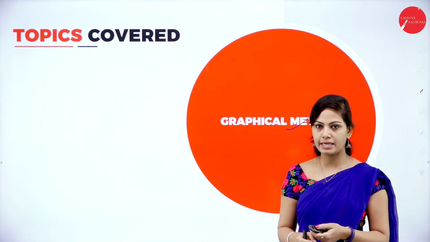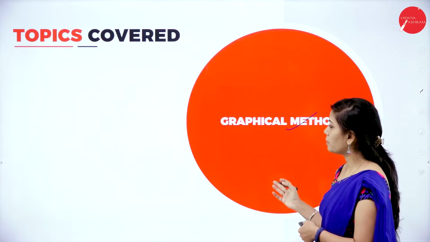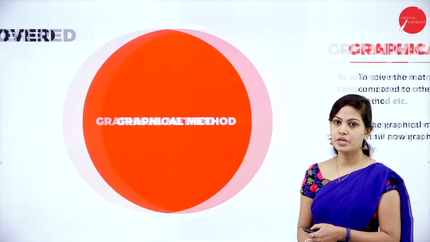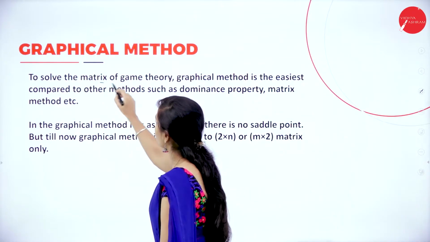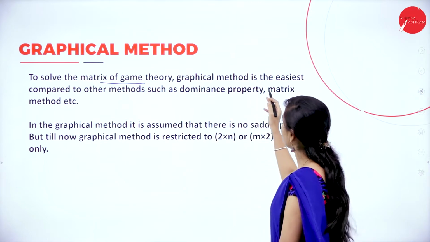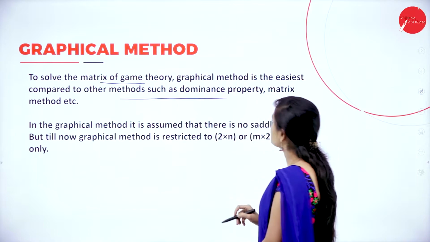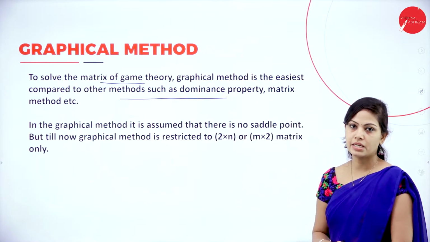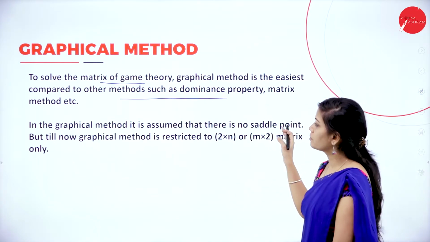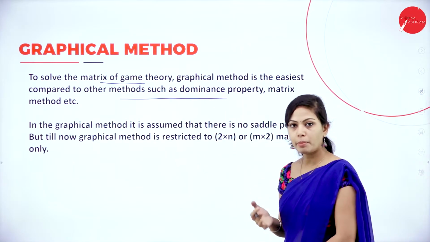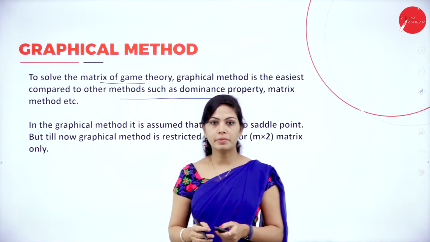If it is mixed strategy, if it is not solved by formula, we have to apply the graphical method. So, what is this graphical method in game theory? To solve the matrix of game theory, graphical method is the easiest compared to other methods such as dominance property, matrix method, etc. So I have already explained this in the previous session. So matrix method is difficult compared to this. This graphical method is easiest to find the optimal strategy.